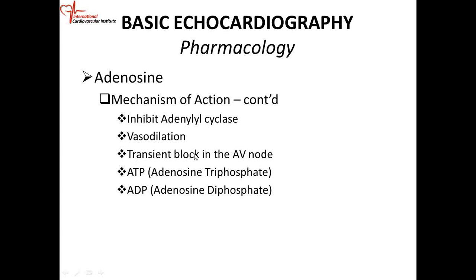You get transient blocking of the AV node. Okay, so it's not going to be as pronounced as with persantin because the duration of effect of adenosine is only a few seconds. So you get very, very transient AV block. So you'll see when you're doing the stress test, the patient may become asystolic for a couple of seconds. So don't worry, they're always going to come back with their rhythm.